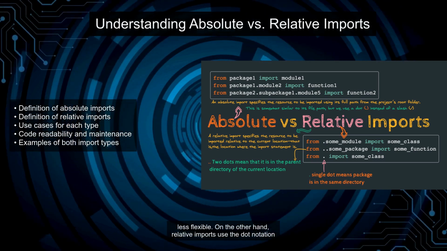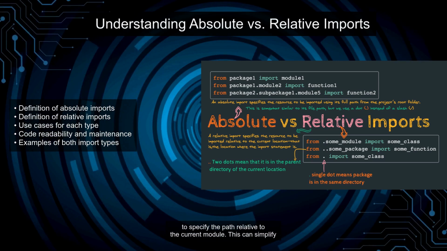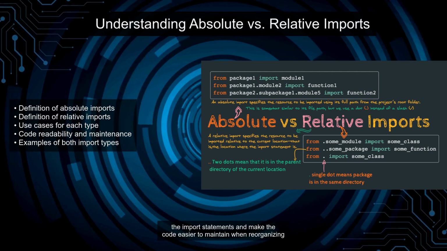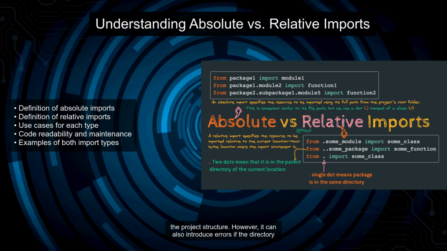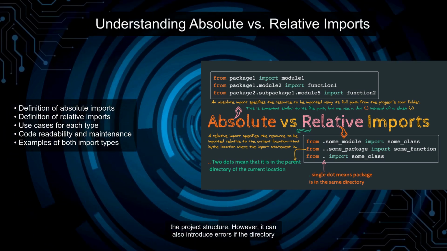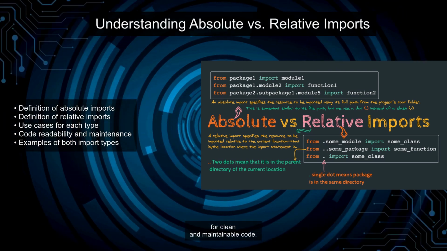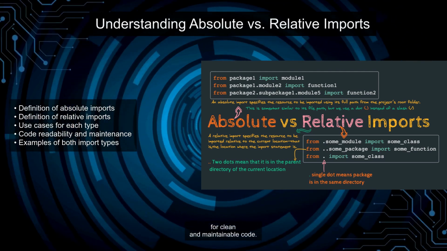On the other hand, relative imports use the dot notation to specify the path relative to the current module. This can simplify the import statements and make the code easier to maintain when reorganizing the project structure. However, it can also introduce errors if the directory structure is not well understood. Understanding when to use each type is crucial for clean and maintainable code.